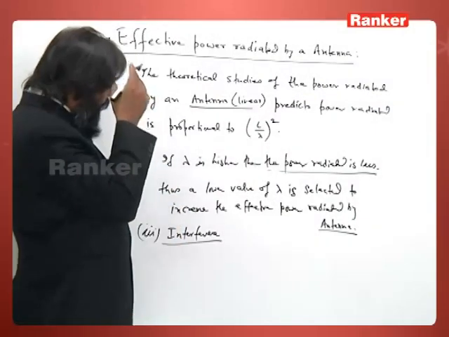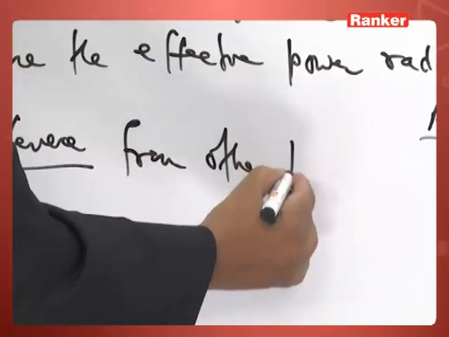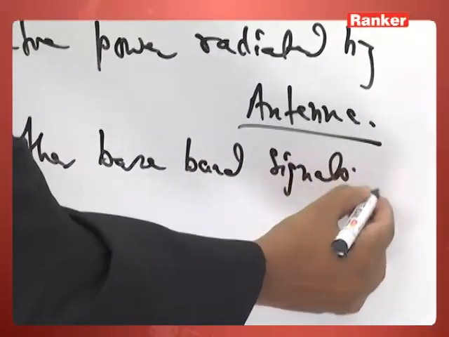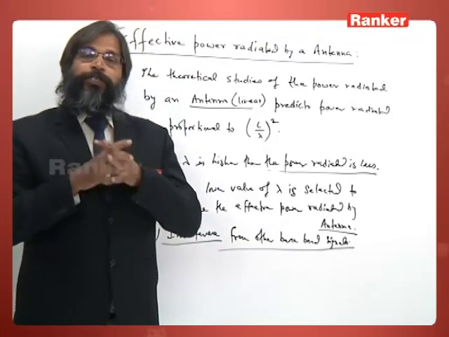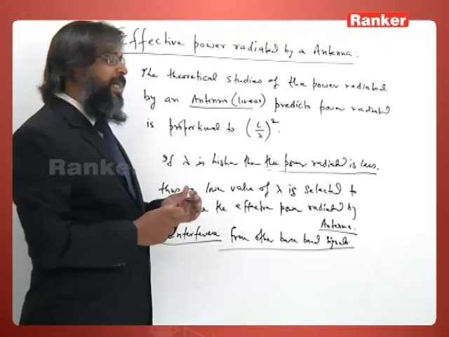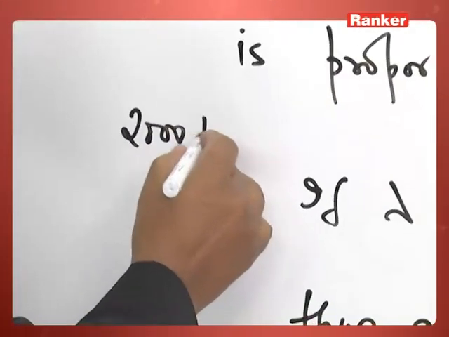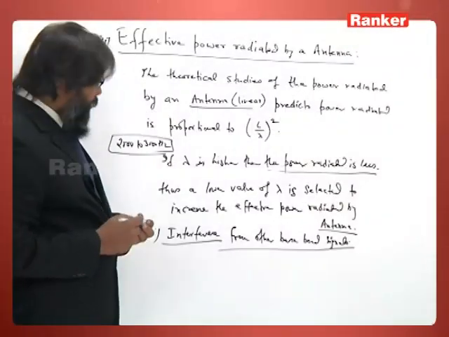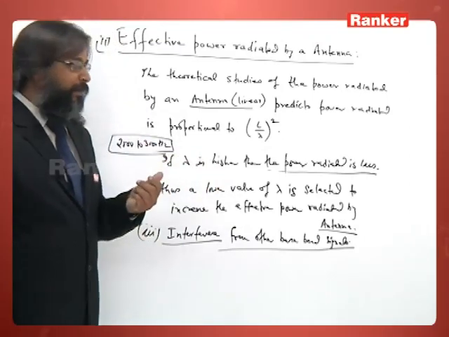Interference from other baseband signals. So, you see what happens. Suppose we have to transmit some speech. Speech generally involves a frequency of nearly 2000 to 3000 Hz. That is the frequency for telephony.